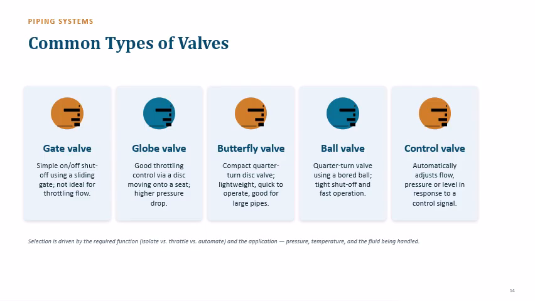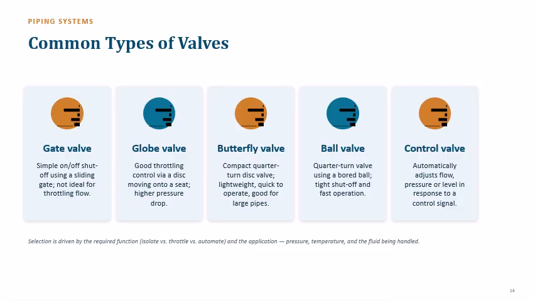Next, the common types of valves used in piping systems. First is the gate valve, then the globe valve, butterfly valve, ball valve and control valve. The gate valve is a simple on and off shut-off using a sliding gate, and it is not ideal for throttling flows. The globe valve gives good throttling control via a disc moving onto a seat, but has a higher pressure drop.